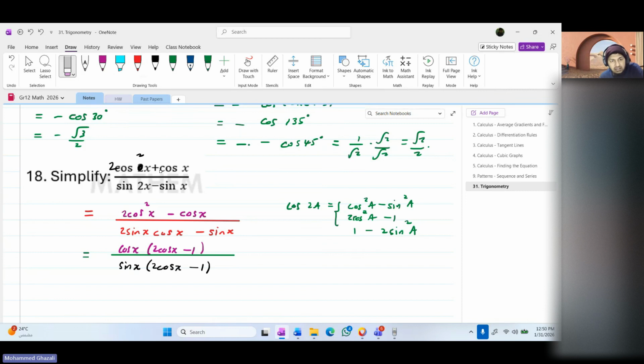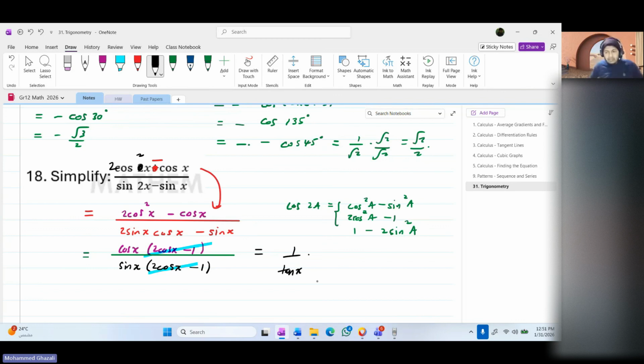2 cos squared x minus cos x over sine 2x minus sine x, right? The denominator is fine. So you should have something like this. There's nothing to do on the numerator. Factorize the numerator: cos x, left with 2 cos x minus 1. And then these can cancel out. And you can say cos over sine, which is basically 1 over tan x.